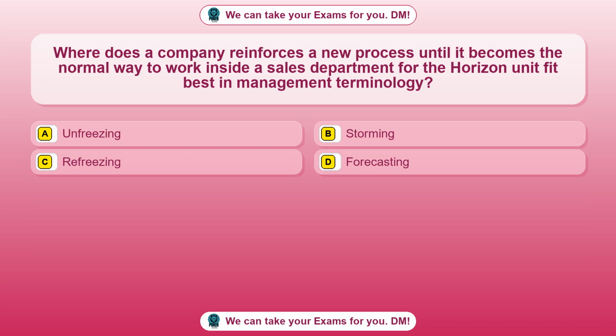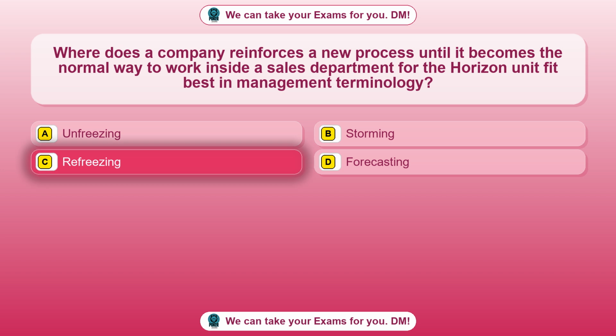Question 54. Where does a company reinforce a new process until it becomes the normal way to work inside a sales department for the Horizon unit fit best in management terminology? Option A, unfreezing. Option B, storming. Option C, refreezing. Option D, forecasting. The correct answer is option C, refreezing.